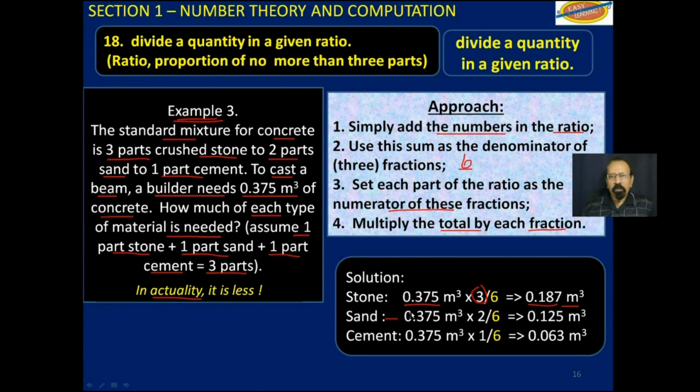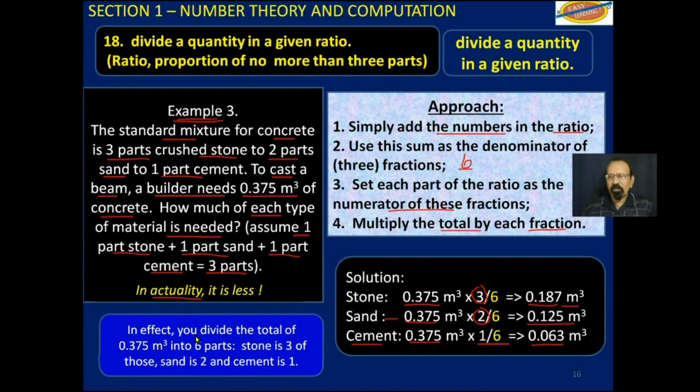Sand will be 2 of the 6 parts. So multiply 0.375 by 2/6 and we get 0.125 cubic meter. And cement will be 0.375 multiplied by 1/6 and you get 0.063 cubic meters. So in effect, we divide the total into 6 parts. Stone will be 3 of those, sand will be 2 of those, and cement 1 of those.